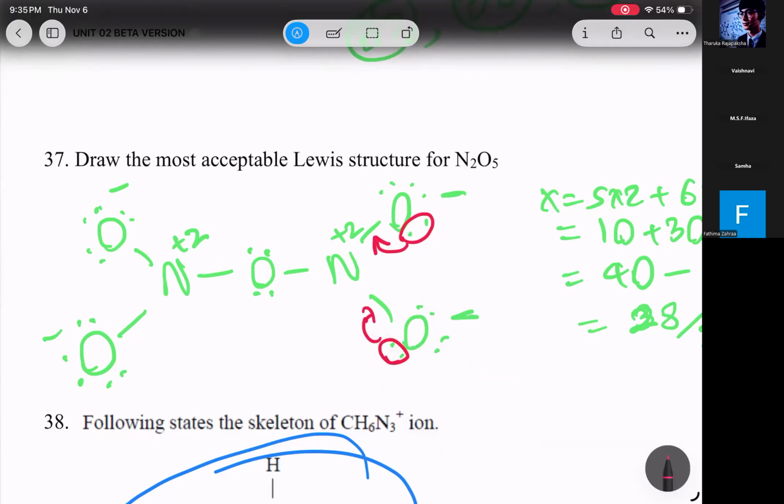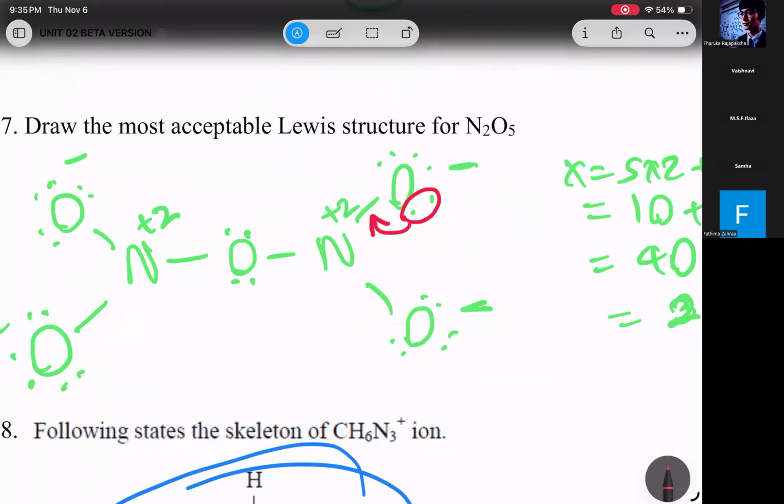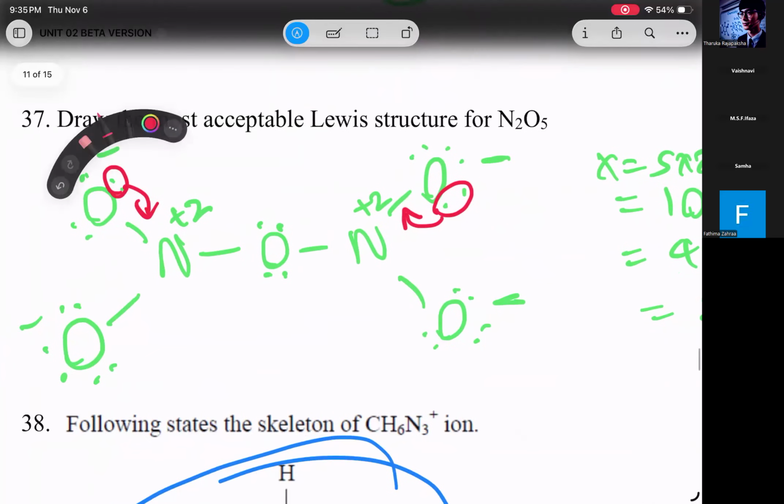Can we do that? Can we make 2 bonds? Guys? Hello? Can we make 2 bonds? Only 1 bond. We can't make 2 bonds, right? Very good. Why is that? Because it exceeds the octet. Not possible. So only 1 we can do. Here also only 1. So let's draw them.